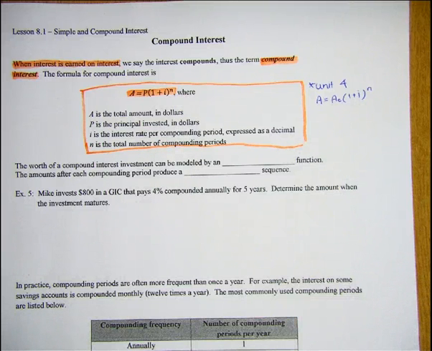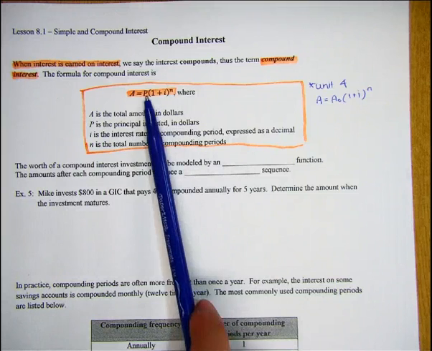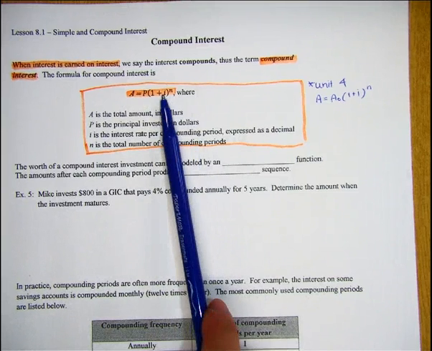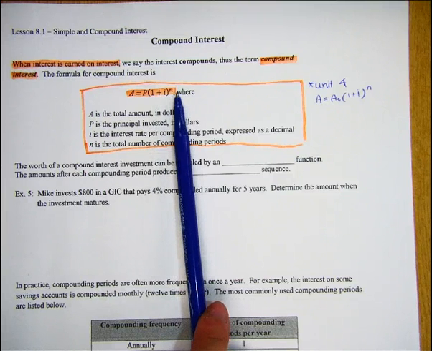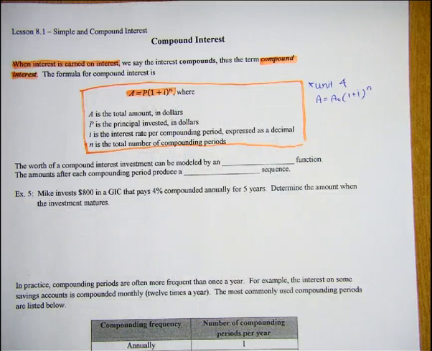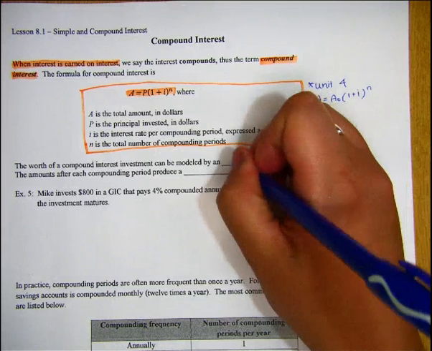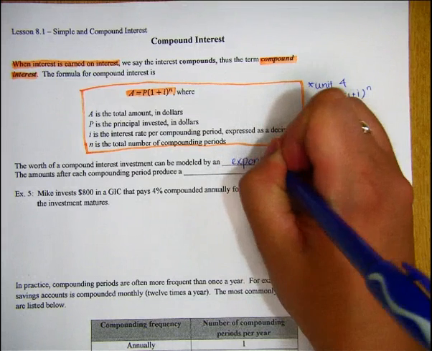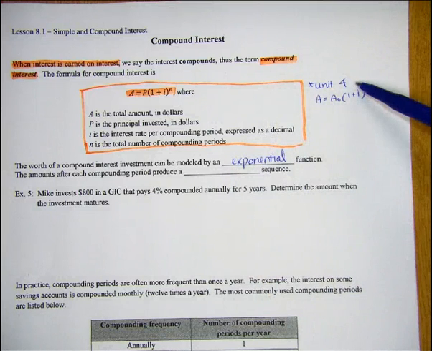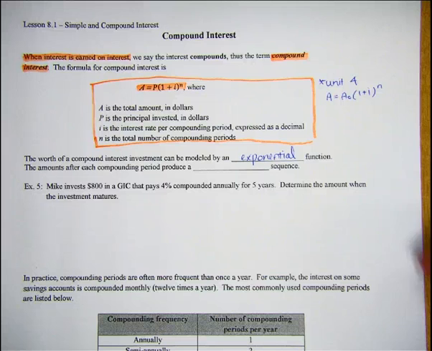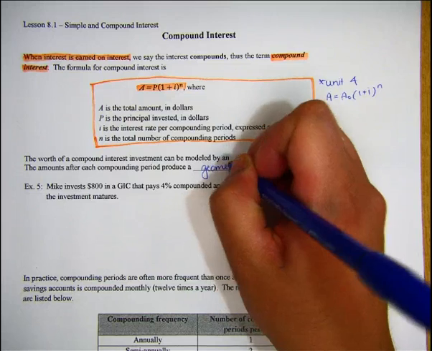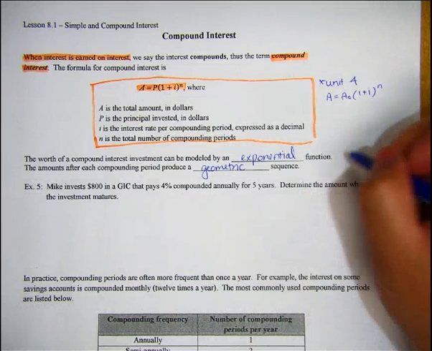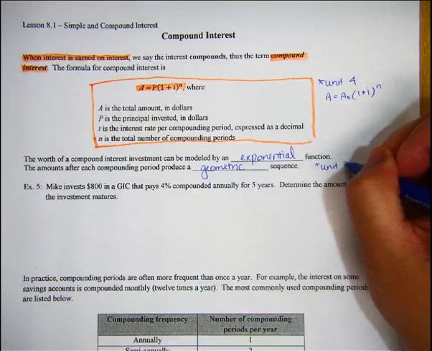A represents the total amount in dollars, P represents the principal amount that you invest in dollars, i represents the interest rate per compounding period, expressed as a decimal always, and n represents the total number of compounding periods. The worth of a compound interest investment can be modeled by an exponential function, closely related to unit 4 on exponential functions. The amounts after each compounding period would then produce a geometric sequence. So see how everything is connected. So we have our unit 4 connection and we have our unit 7 connection.